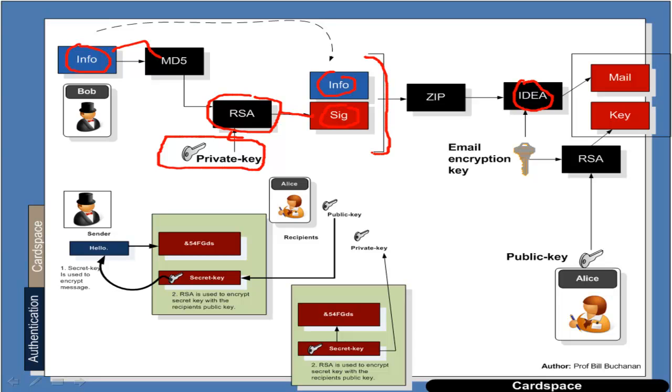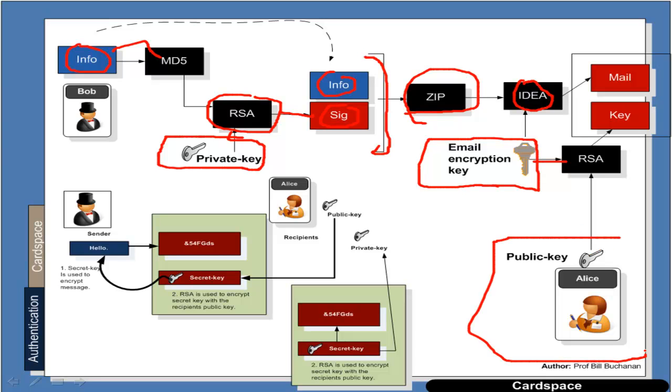This is then zipped up to compress it. Then a session key is created. A random key is created and is then used to encrypt the zip. Along with this, the key itself is then encrypted using Alice's public key, and then this encrypted key is added to the mail and then actually sent.